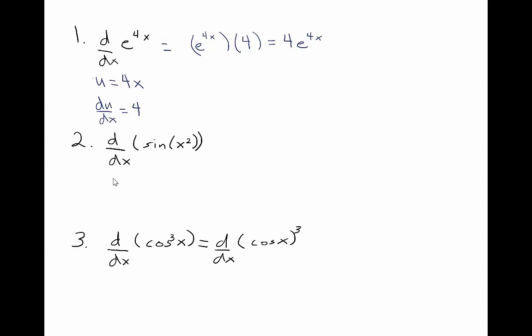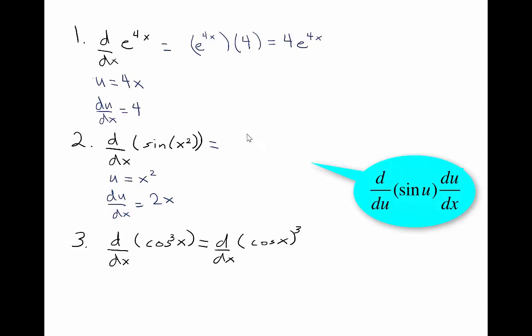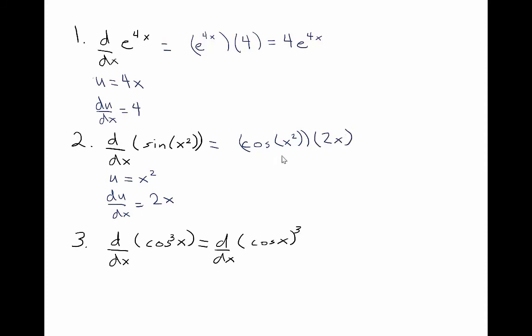Alright, this next one, our inner function is x squared. What's the derivative of our inner function? 2x. So we take the derivative of the outer function, so the derivative of sine is cosine. Then we multiply times the derivative of the inner function. So that equals 2x cosine x squared.